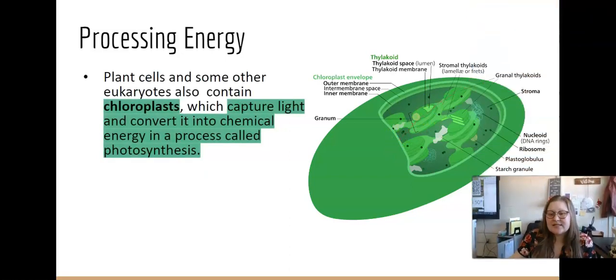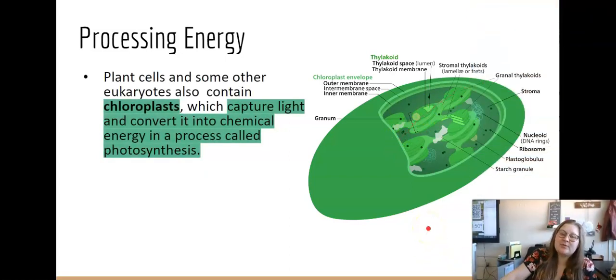And then for processing energy, we have chloroplasts. Plant cells and some other eukaryotes will contain chloroplasts, which capture light and convert it into chemical energy in a process called photosynthesis.